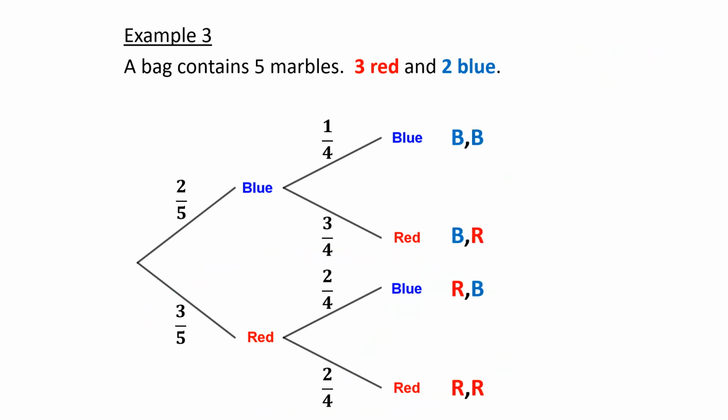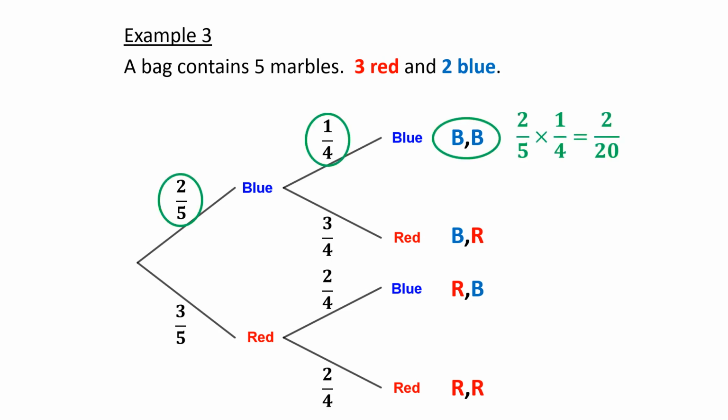Okay, now here are our 4 outcomes. Blue, blue; blue first, red second; red first, blue second; red, red. To work out the probability of getting 2 blues, we take the 2 fractions or the 2 decimals and we multiply them. So 2/5 times 1/4 gives 2 chances out of 20.